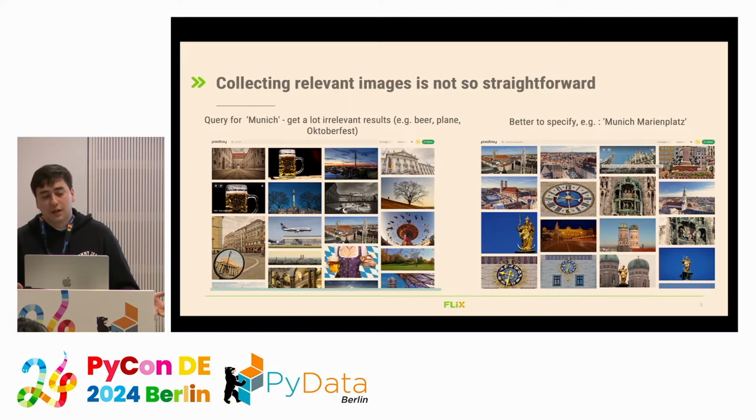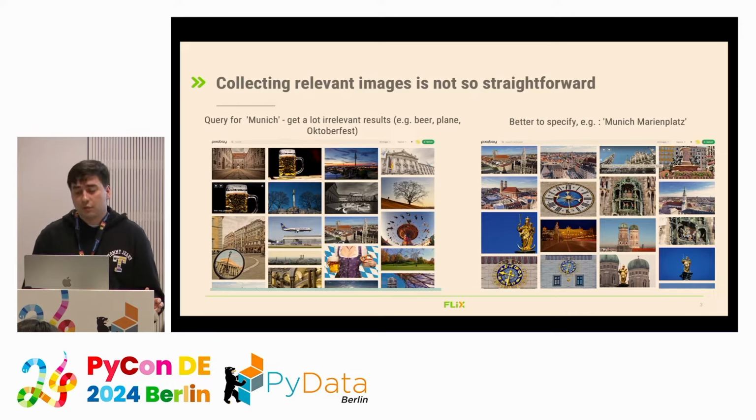So we need to somehow be more specific, because otherwise the search is too broad. Okay, let's pick a landmark. In Munich, Marienplatz is a well-known landmark, so we type the search query Munich plus Marienplatz. In this case you get much more specific results, and you're fairly sure you don't have any beers as the photos.